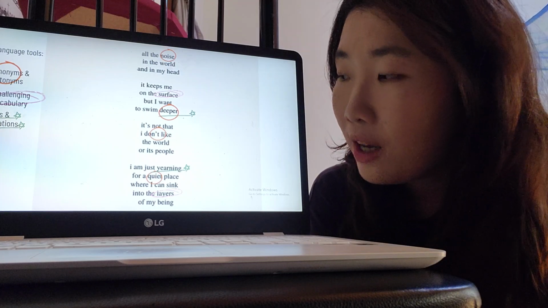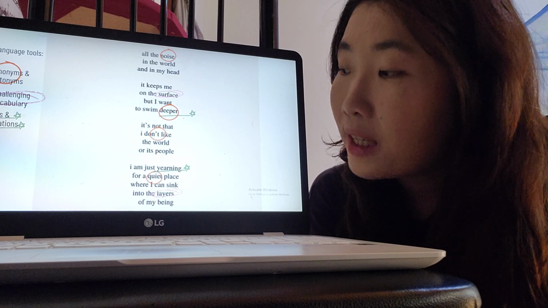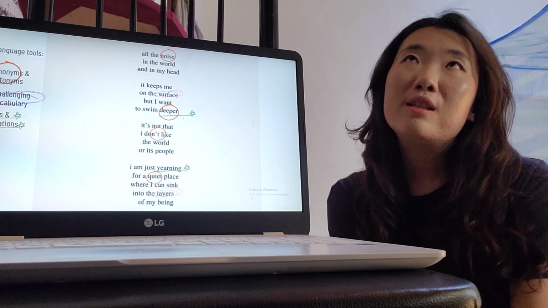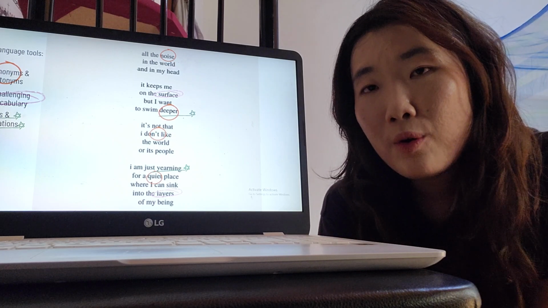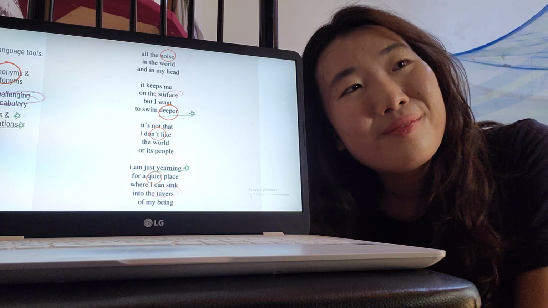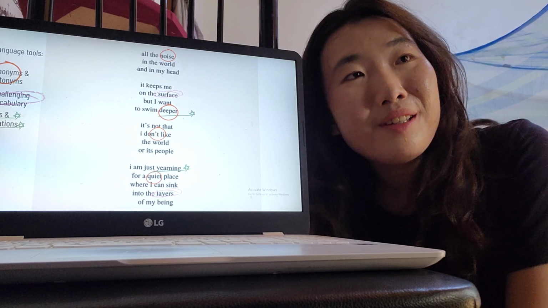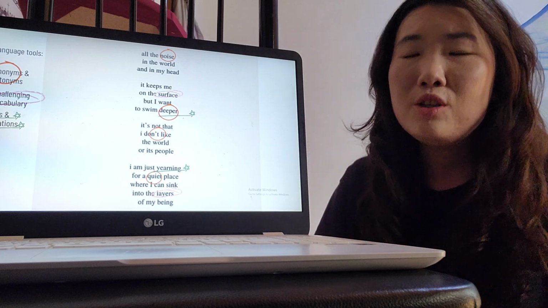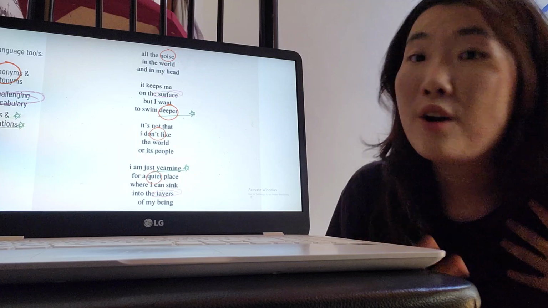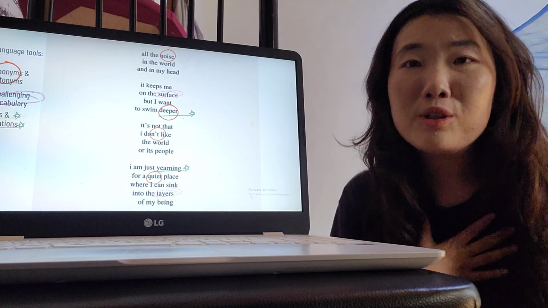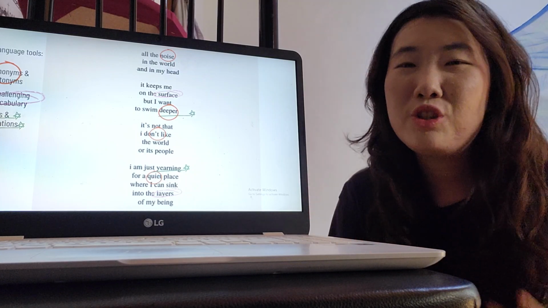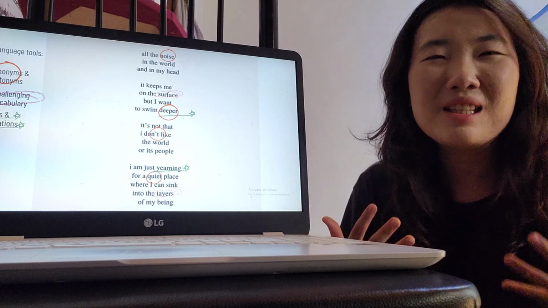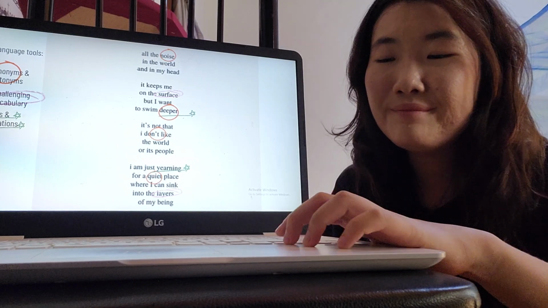I am just yearning for a quiet place where I can sink into the layers of my being. So, in this case, what do you think she's looking for right now? Who wants to give a try? Oh, yeah, it seems like she's really sensitive right now, right? Because she's sensitive to noises in her head, and I personally don't feel like she really likes where she is right now. She's looking for a quiet place. All right, so this poetry is not really exciting, right? It's kind of depressing.